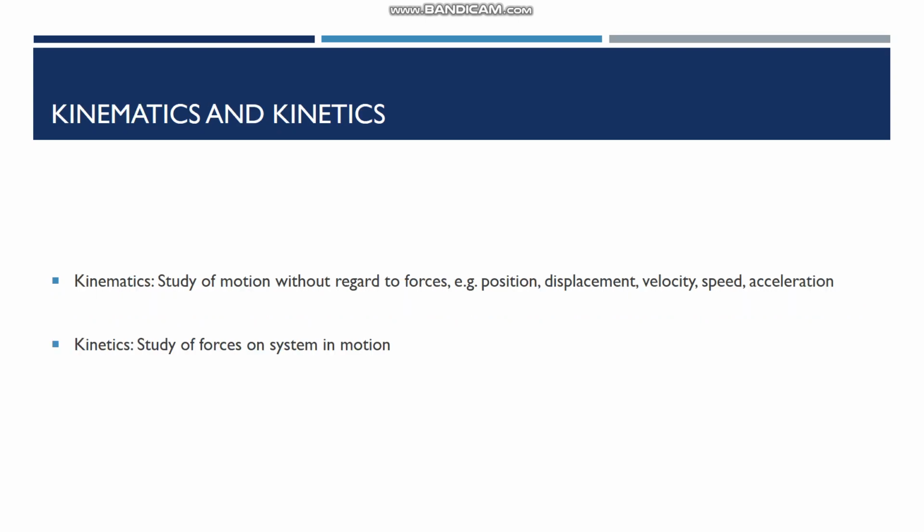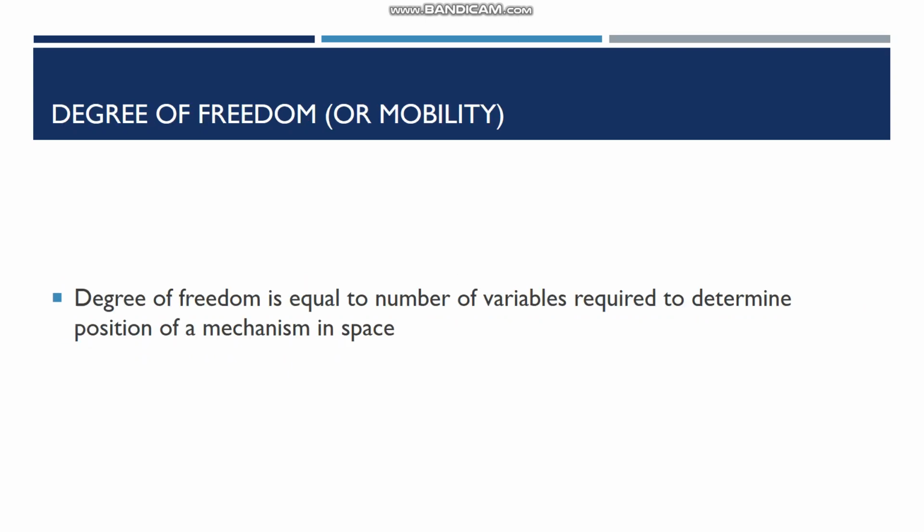Kinematics and kinetics are two different things. Kinematics is the study of motion without regard to forces. For example, if I throw a stone in the air and study its trajectory, its velocity and acceleration at different points, all of these things, position, displacement, velocity, speed, acceleration, come under kinematics. And kinetics is the study of the cause of motion, why a body is moving like this. The study of forces on a system in motion is called kinetics.